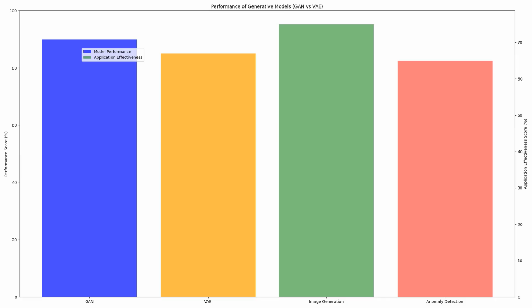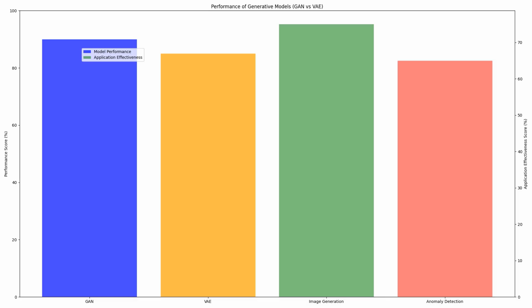First, while GANs have that slight edge in raw model performance, especially relevant for producing realistic images, VAEs remain competitive. And second, we see that application-level effectiveness is lower than model performance percentages, meaning that just because a model scores high doesn't mean it'll perform equally well across all downstream tasks.